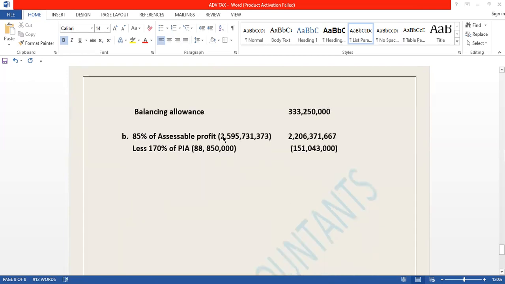Okay, so we have calculated this aspect, and by the time we minus these two from here, let's see what we are going to get. We have 206 minus 51. So I'm having 2055,326,667.